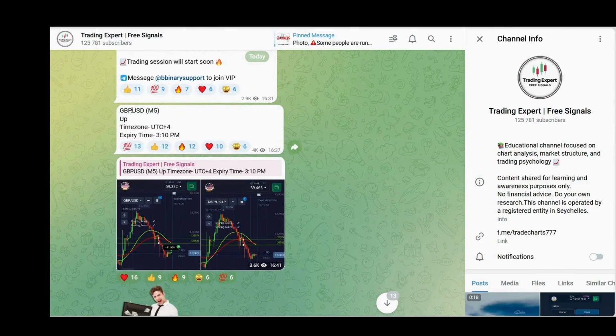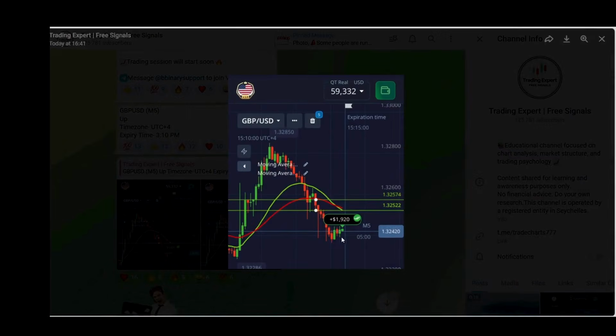This was the first trade on GBP USD for a call side move in the free group. As you can see, the green candle engulfed the previous red candle. After that, another red candle was formed, creating a continuation pattern. That's why we provided a signal for the upside move, and this was a clean win.